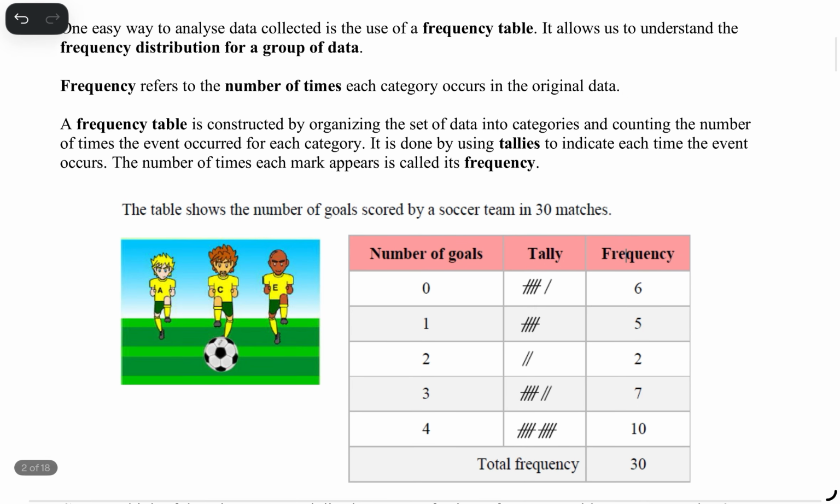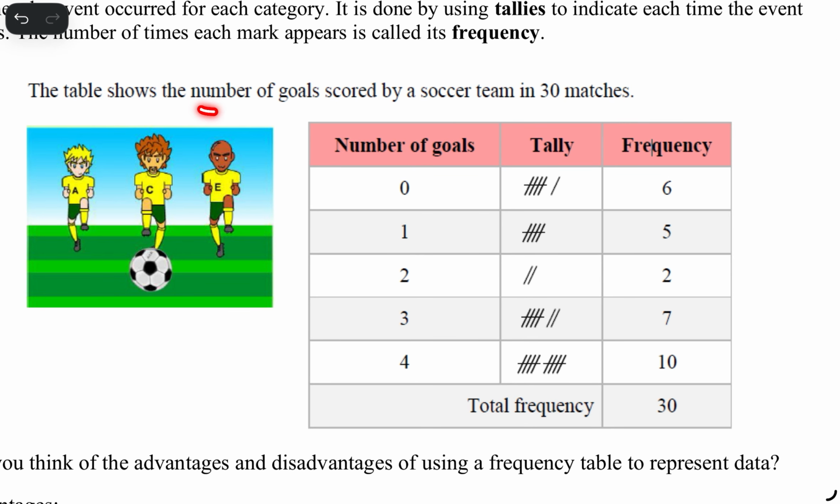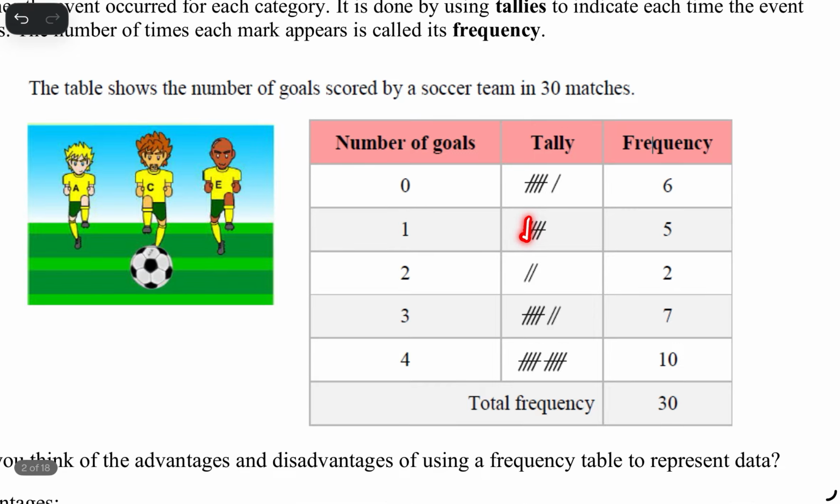For example, let's look at this diagram. This table shows the number of goals scored by a soccer team in 30 matches. If in the first match they score 1 goal, I put 1 over here. Second match they score 0 goals, I put 1 over here. Third match they score 1 goal, I put another 1 over here. I keep counting until I reach 30, and then I count how many goals in total the team scored in each match. The frequency here just counts how many tallies there are. This data helps us see the frequency of each number of goals.